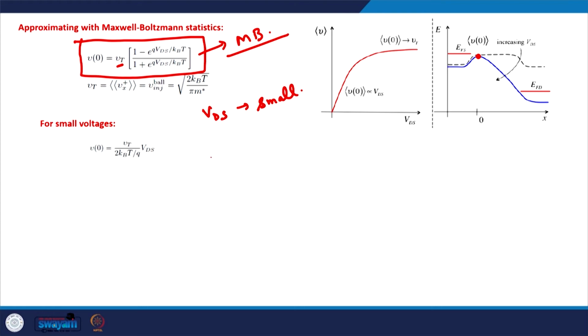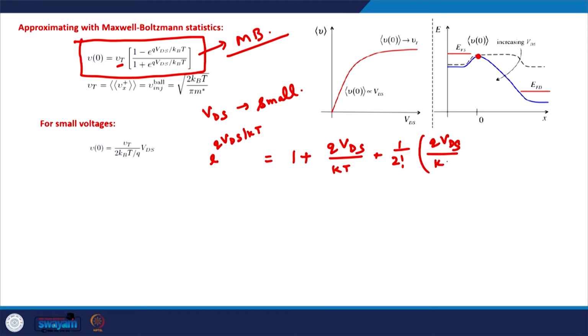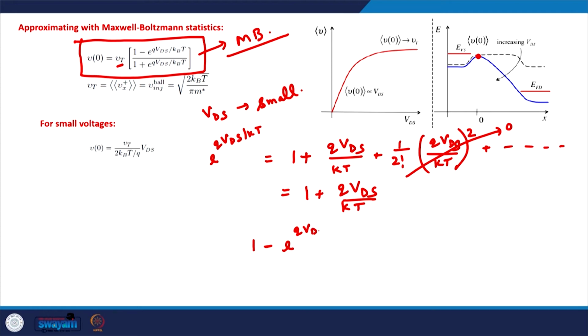this exponential thing here is q VDS by kt. If we expand this, this is 1 plus q VDS by kt plus 1 by factorial 2 q VDS by KT square, and higher order terms. Even the second order terms can be ignored, so this can be approximated by 1 plus q VDS by KT. So 1 minus exponential q VDS by KT is essentially 1 minus 1 minus q VDS by KT.